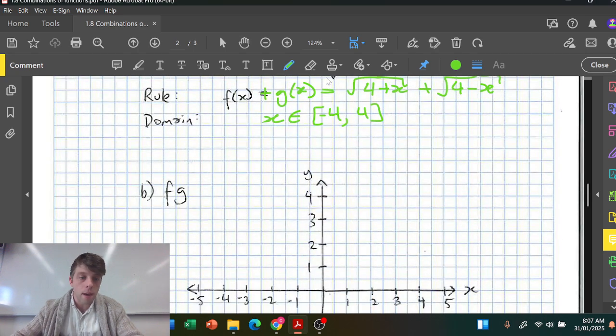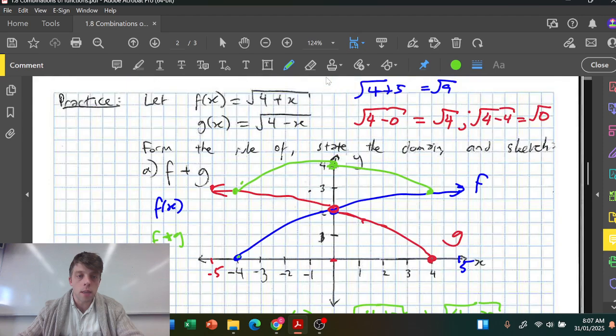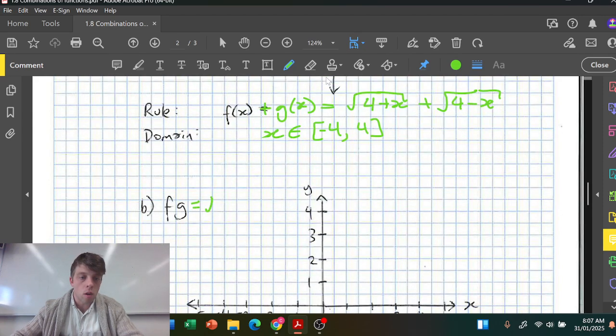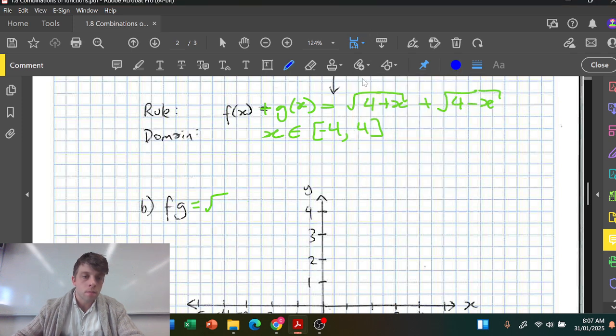All right, so moving on, we have f times g. So f times g, what we're going to be looking at is the square root of 4 plus x times the square root of 4 minus x. Let's do this in a different color. Okay, so what we're doing is we're combining these two things.